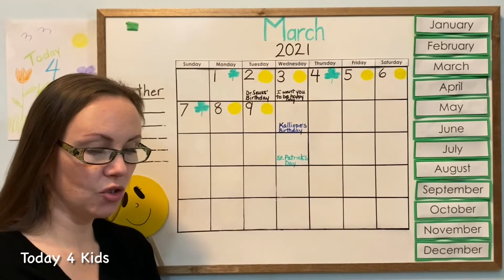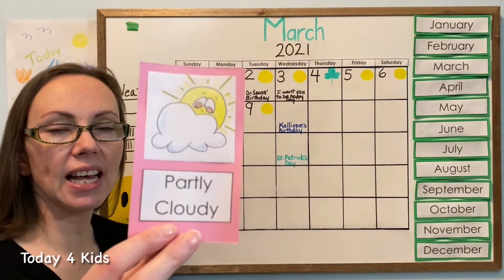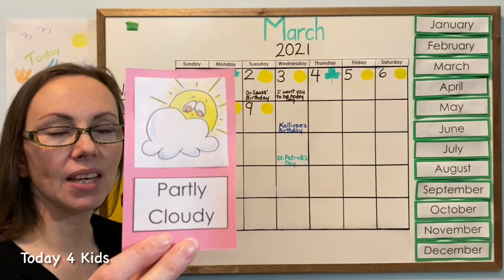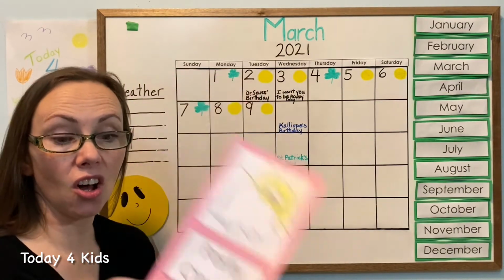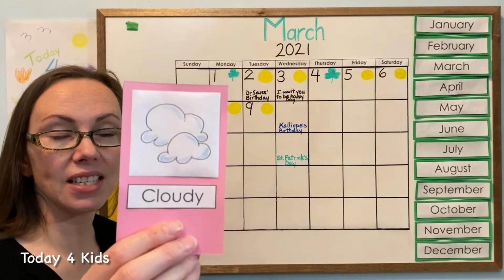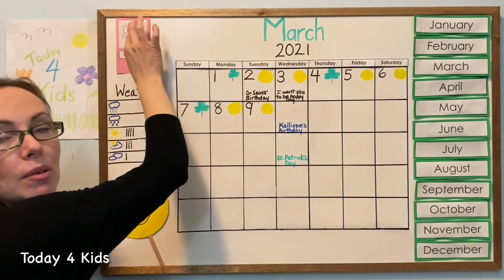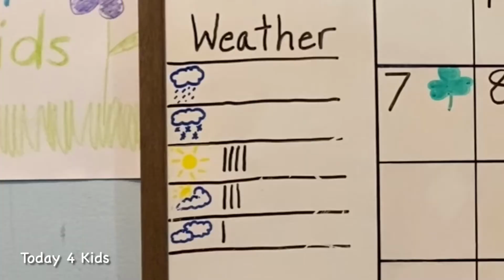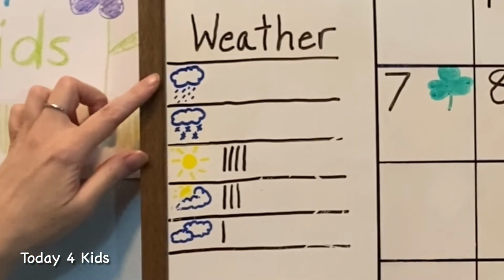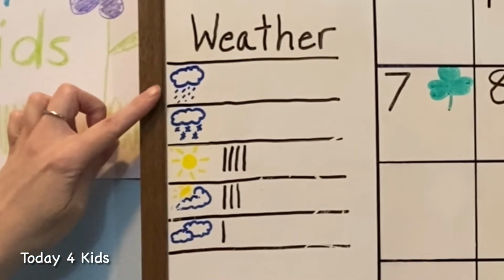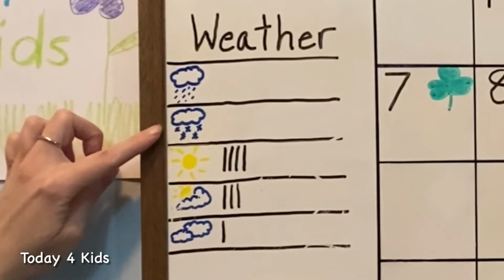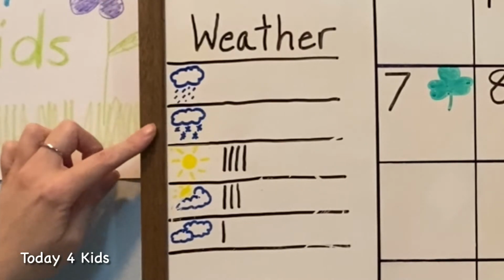I really do enjoy the rain. What about partly cloudy, partly sunny? It's not sunny here at all, so we just have clouds. It's a cloudy day today, so I'm going to put that on our weather chart. And will you help me put it into our weather chart? So we're looking for cloudy, and this one is a cloud, but it's raining, so that's not the one we want. Here's another cloud, but it's snowing, so that's not the one that we want either.